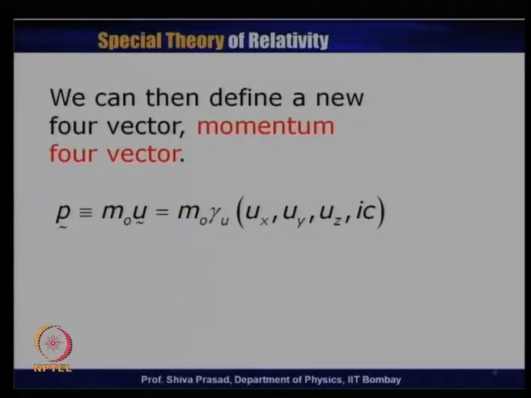So, we had already taken the velocity 4 vector u, and the components of that 4 vector were gamma u multiplied by ux, uy, uz, ic. It means the first component of the velocity 4 vector was gamma u ux, the second component was gamma u uy, the third component was gamma u uz, and the fourth component was gamma u ic. This entire thing I have multiplied by m naught and called the momentum 4 vector. Again I repeat, this m naught is supposed to be a frame independent quantity called the rest mass or the proper mass of the particle.